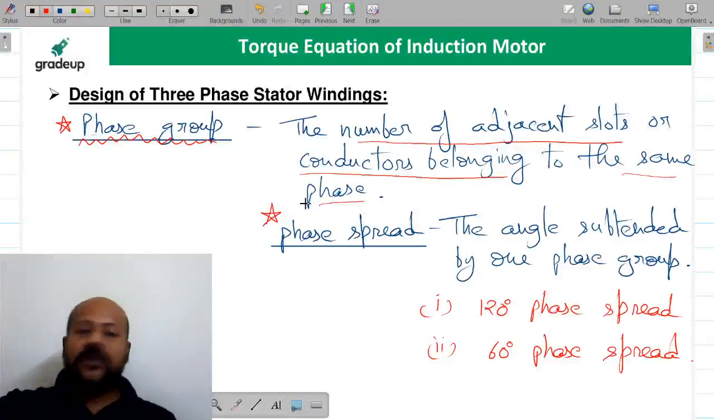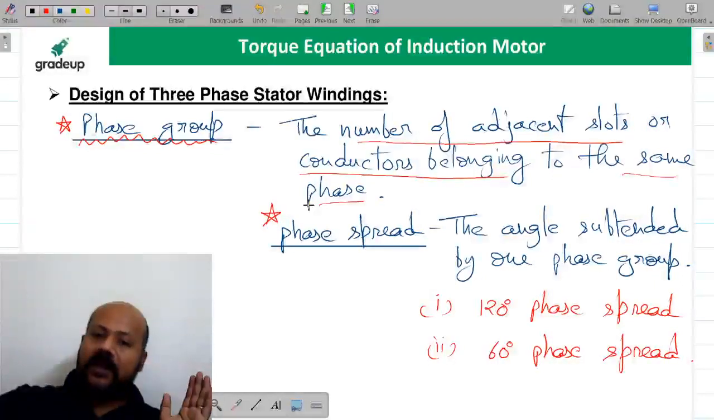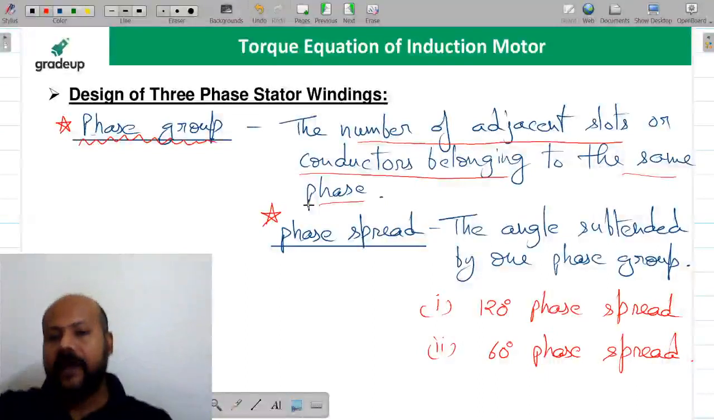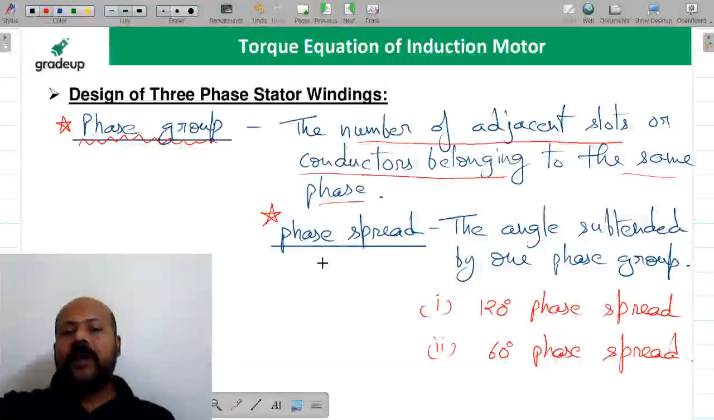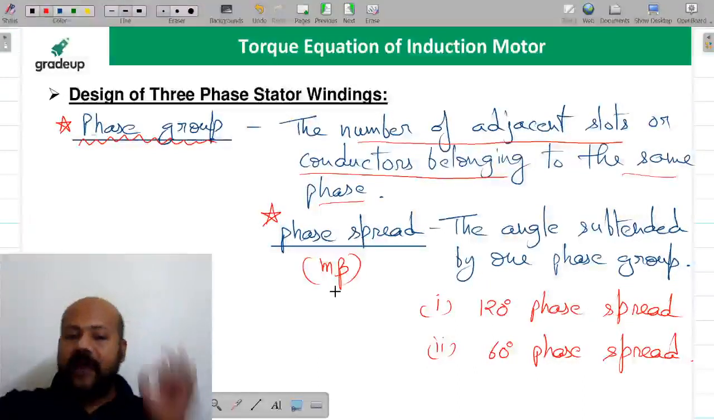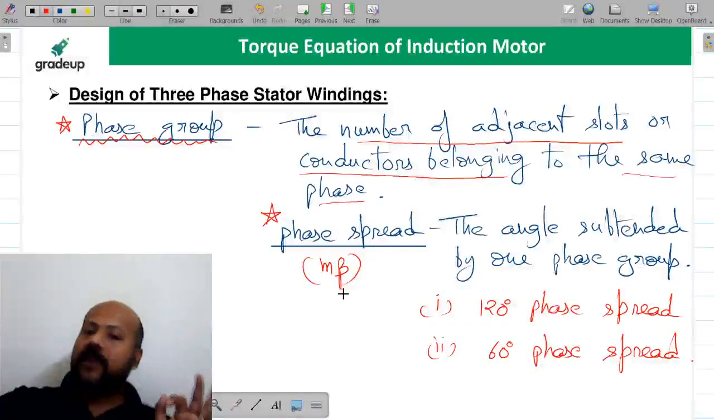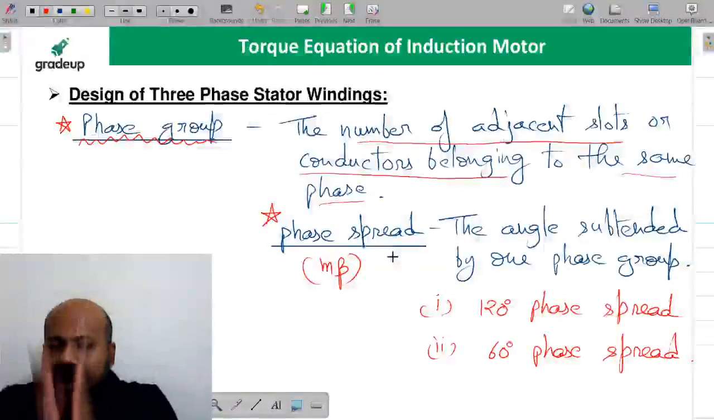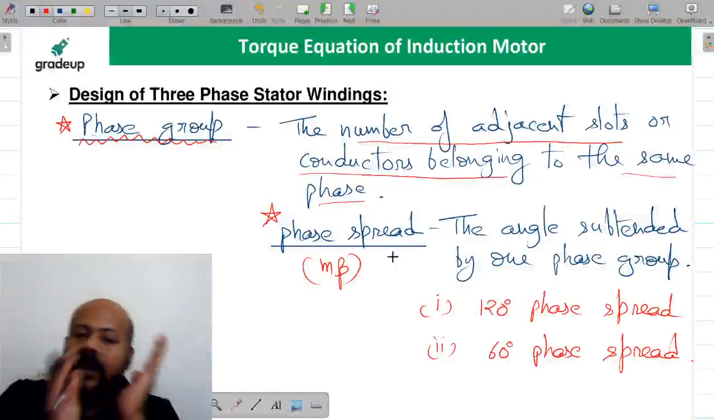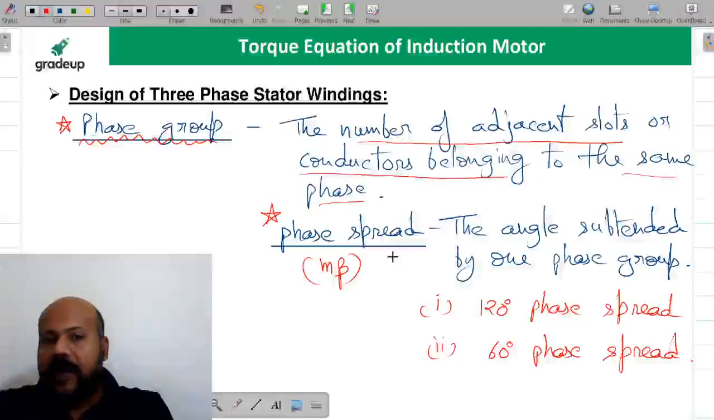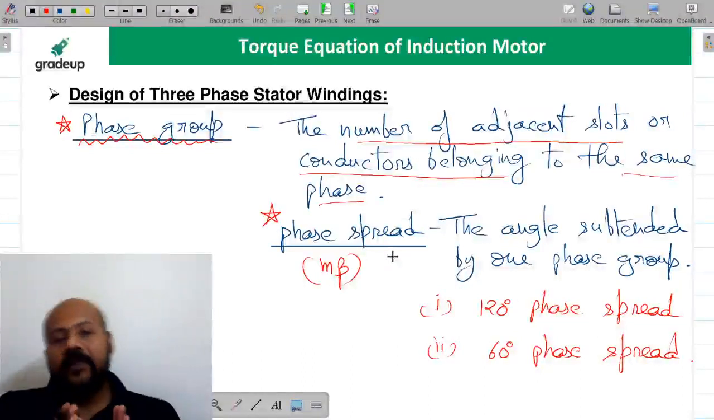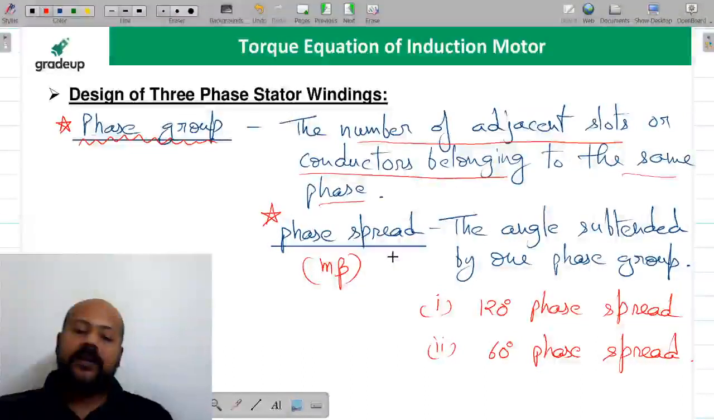Now what is phase spread? This we have discussed in our previous class when we were discussing basic principles of rotating machines, in different lectures we had. So phase spread we are basically defining by M beta. You know what is M? M is the number of slots per pole per phase, and beta is the slot angle. So if one slot angle is beta and the total number of slots per pole per phase is M, then the total phase spread is M beta, that we have discussed when we were discussing the synchronous machine details.